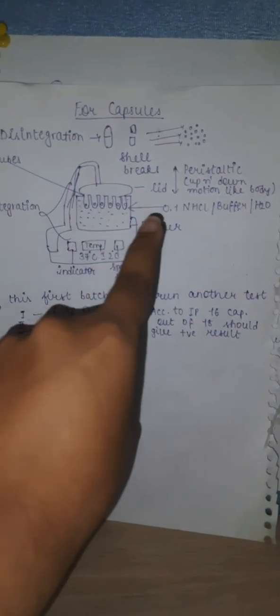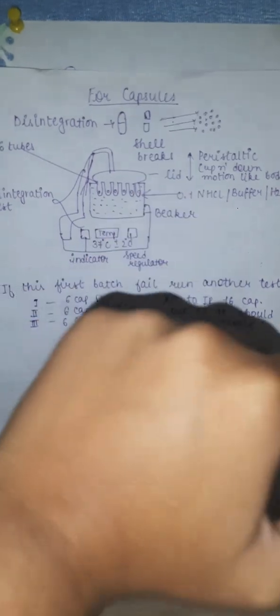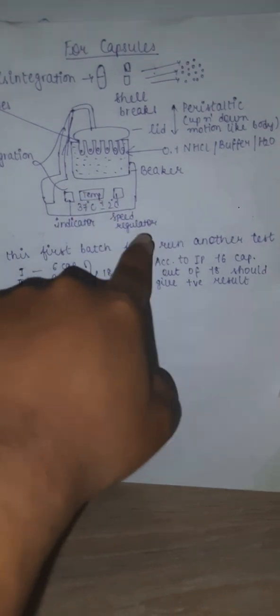On the top there'll be tubes attached. Basically you are supposed to have 6 tubes, and in each tube you are going to place one capsule, right? And then on the top you'll have a lid which will close it. Below you have an indicator, a thermostat for the temperature, and a speed regulator. This is how you are performing the disintegration test. This is known as a disintegration apparatus.